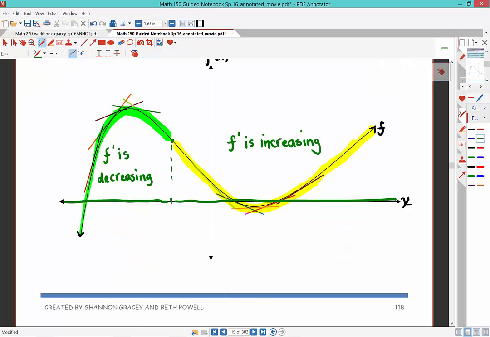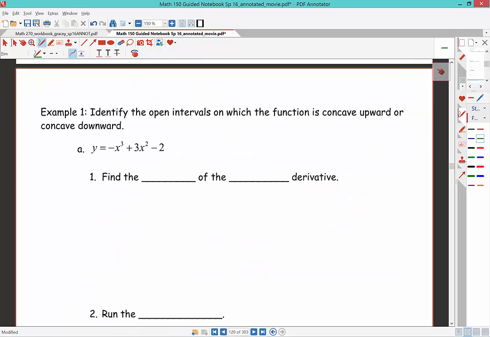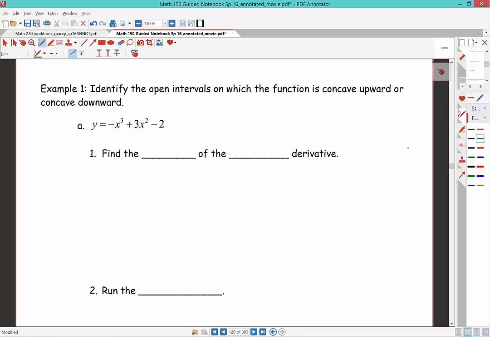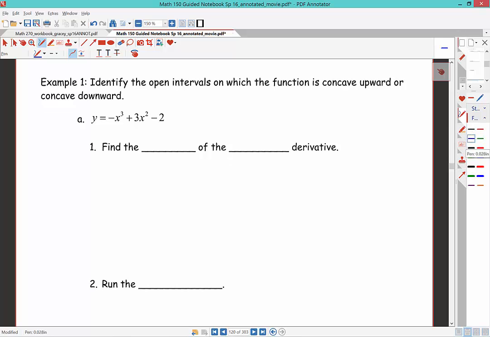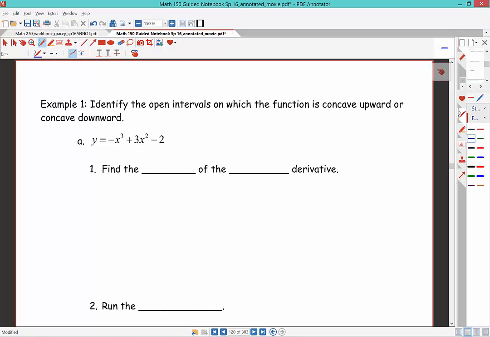All right? So here we go. We're going to take a look at this function, and we're going to identify the open intervals on which the function is concave upward or downward, right? So first off, what do you think we should do? We'd be finding the zeros of the second derivative, right? So what will we get?